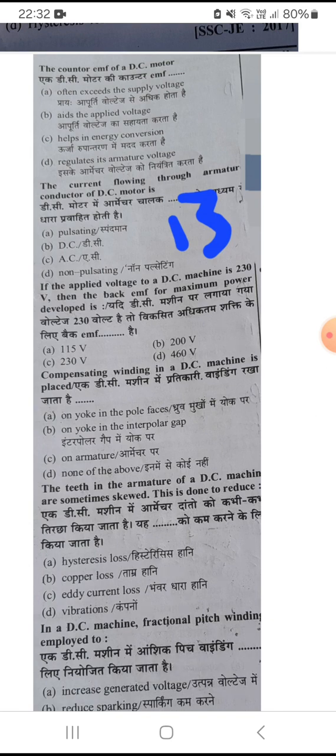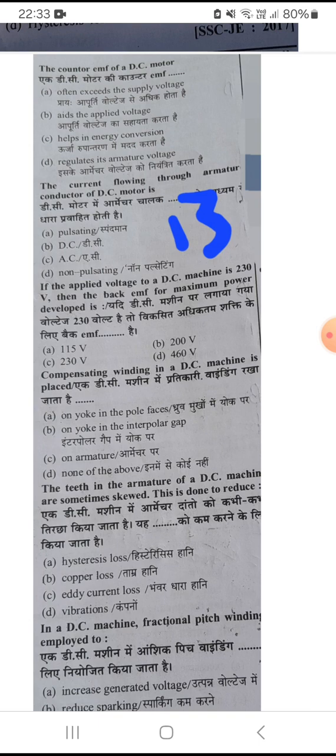The counter EMF of a DC motor, that is the option C, helps in energy conversion. Option C is the right answer. The current flowing through armature conductor of DC motor is AC. If the applied voltage to a DC machine is 230 volt, then the back EMF for maximum power developed is. Options are 115, 200, 230 and 460. We know that EB is equal to V by 2, that is 230 by 2, so that 115 volt.